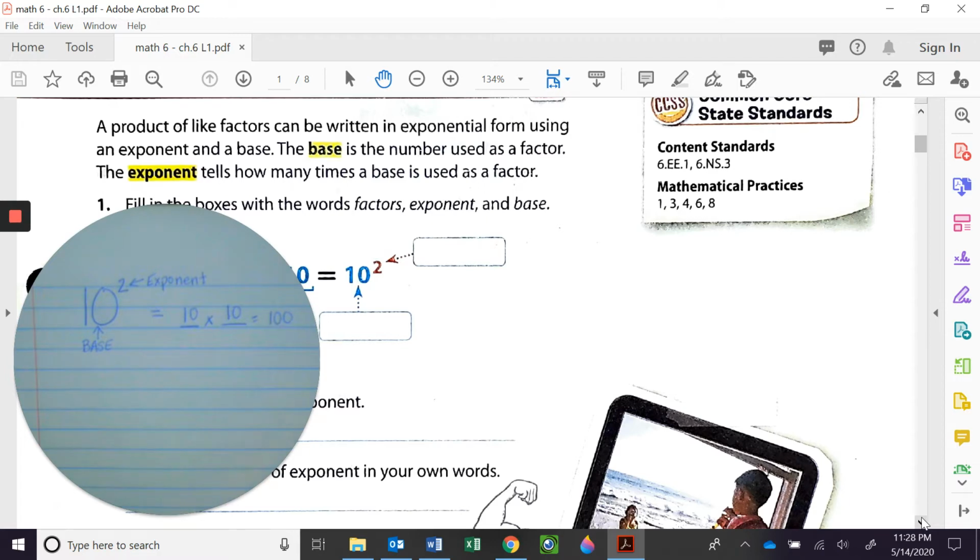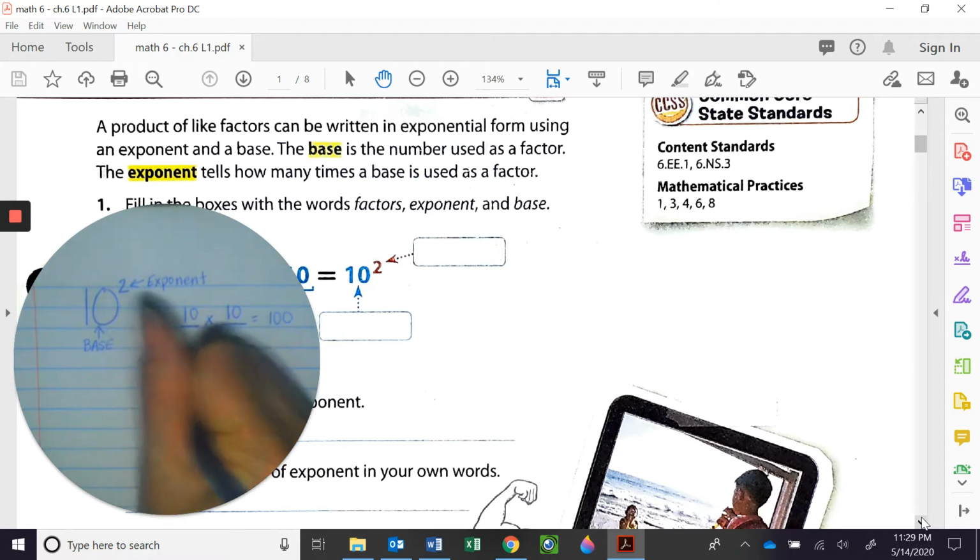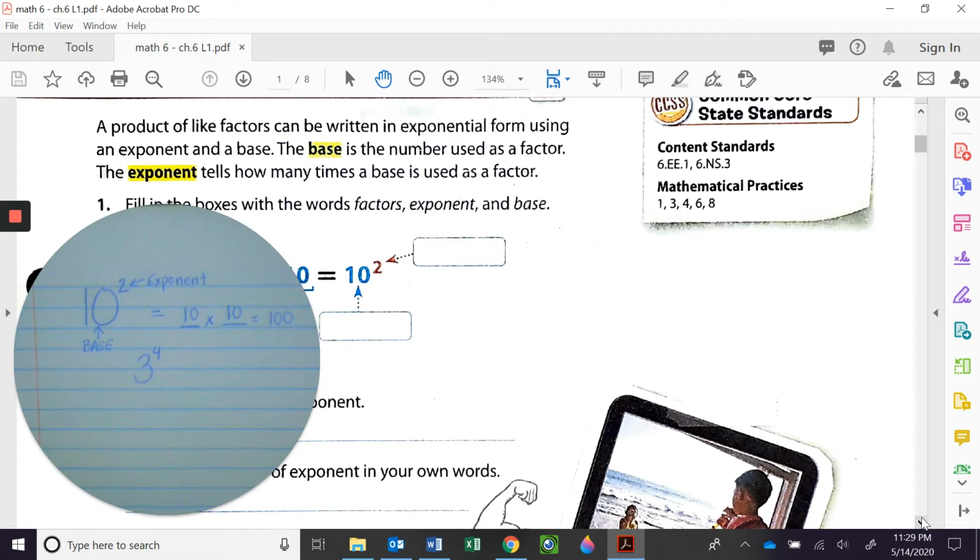If my number was 3 to the fourth power, the 3 is the base, the 4 is the exponent. So this tells me that I need 4 3s. And then if I wanted to multiply that out, 3 times 3 is 9, 3 times 3 is 9, and 9 times 9 is 81.